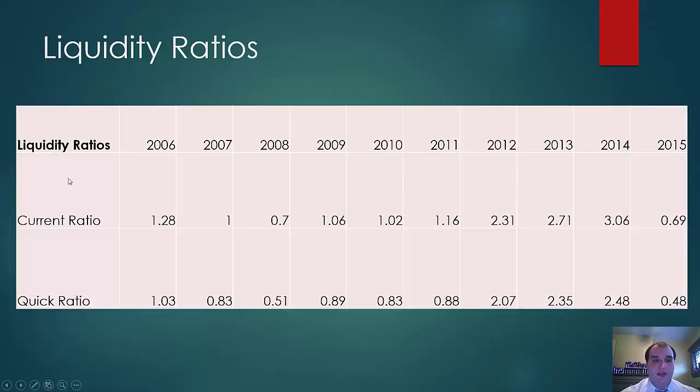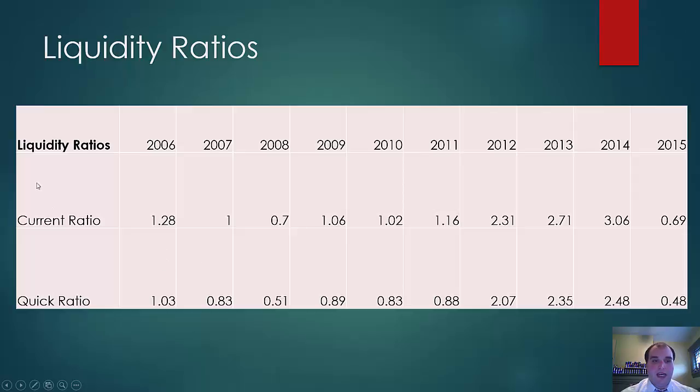This chart highlights the liquidity ratios, both the current and the quick ratio, from the periods of 2006 to 2015. Looking specifically at the current ratio, it dramatically increased from 2006 to 2014, but from 2014 to 2015, it significantly fell off from a 3.06 value to a 0.69 value, and this basically suggests that Dish Network had a substantial decrease in the amount of current assets in comparison to their current liabilities.